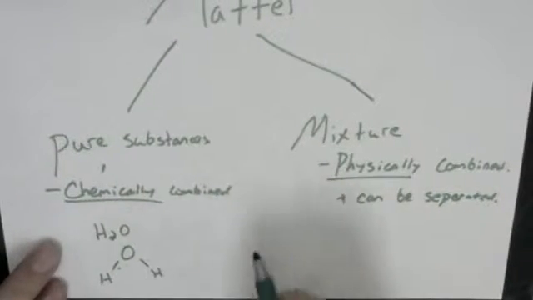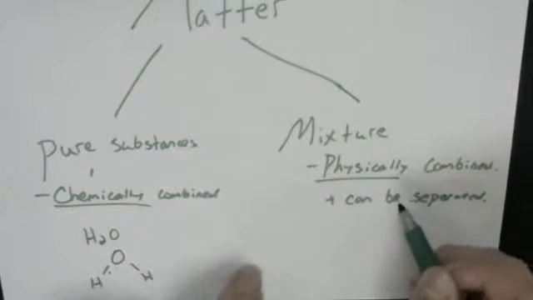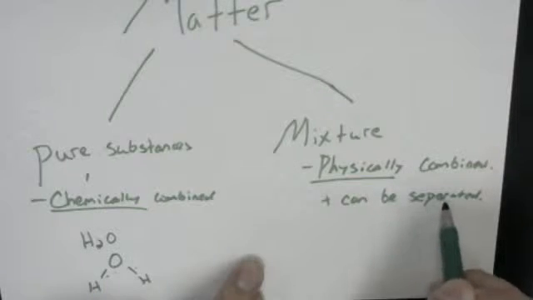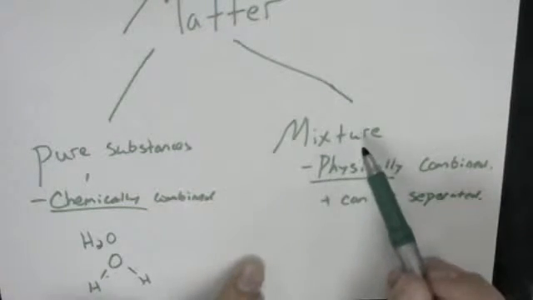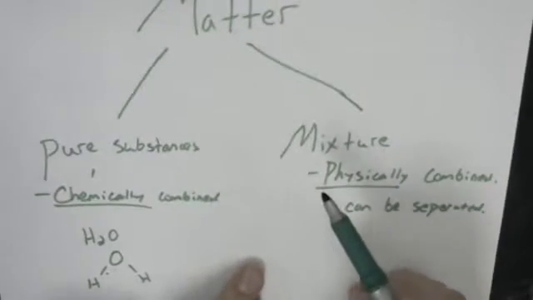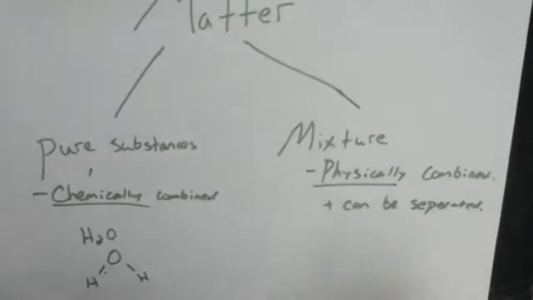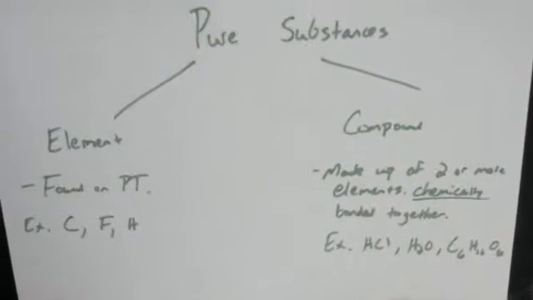Okay? So we have chemically bonded, and then we also have what we call physically combined or physically bonded. And all that means for physically bonded is that it can be separated. The main difference between a mixture and a pure substance is that we can separate a mixture, but we cannot separate a pure substance. We cannot separate those. Okay? So let's look at a pure substance and see what those contain. First of all, a pure substance is made up of two parts. We have what they call an element and a compound.